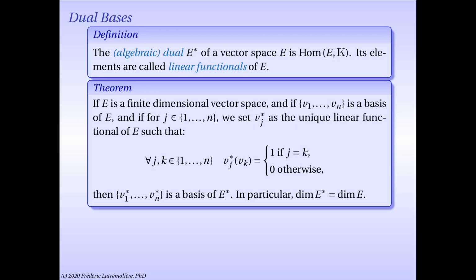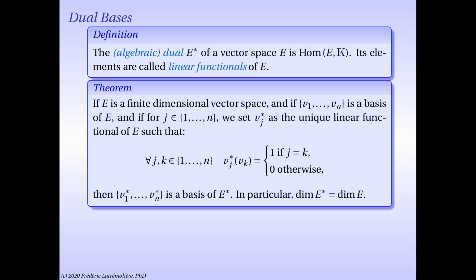If E is a finite dimensional vector space, and if v1 etc. vn is a basis of E, we can define a linear functional v star j on E for every j between 1 and n as follows. v star j is the unique linear function from E to the scalar field, such that for any k between 1 and n, v star j at vk is 1 if j equals k, and 0 otherwise. Since v1 etc. to vn is a basis, these relations are indeed sufficient to define a unique linear function on E valued in the scalar field.